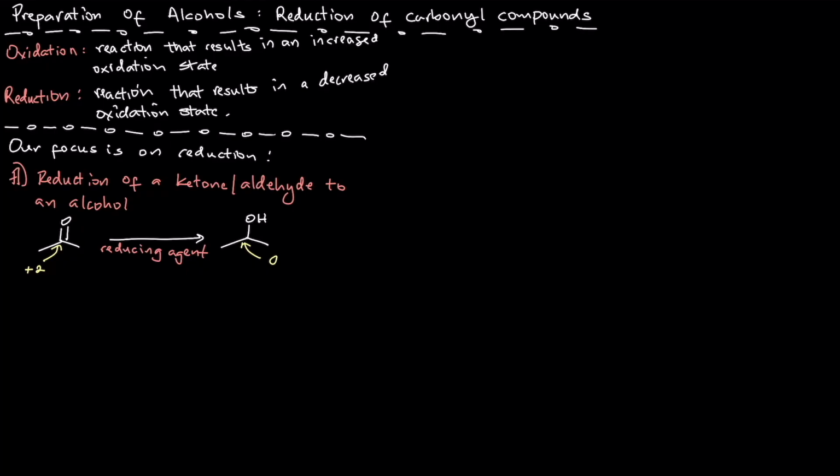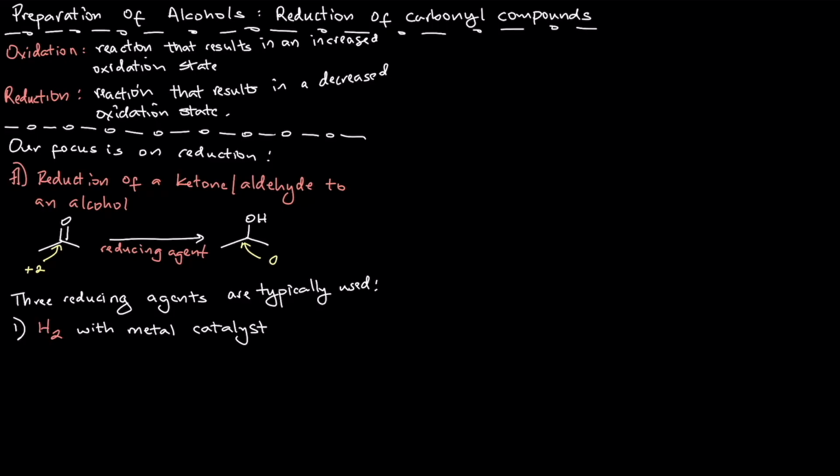Convince yourself that the central carbon that is bonded to the oxygen is reducing from +2 to 0 in this particular reaction. And there are three major reducing agents that we typically use in organic chemistry.